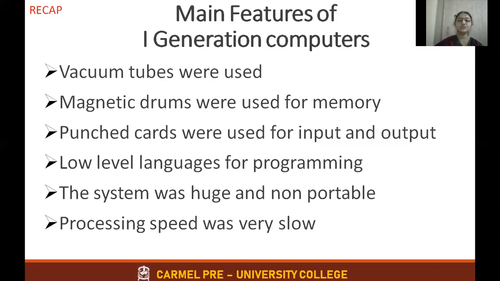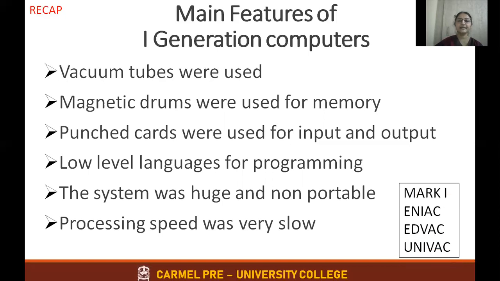And the main computers were Mark I, ENIAC, EDVAC, UNIVAC. All these expansions you need to remember. The processing speed was very low compared to the computers we are using now. First generation speed was low. So the Mark I computer is the first relay computer, we can say. ENIAC is the first completely digital computer.